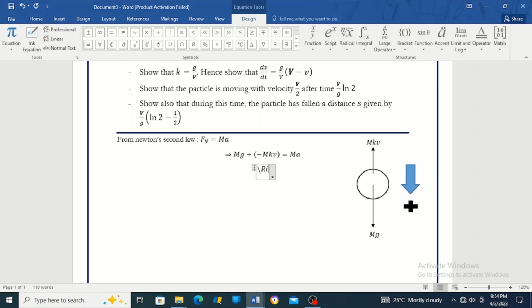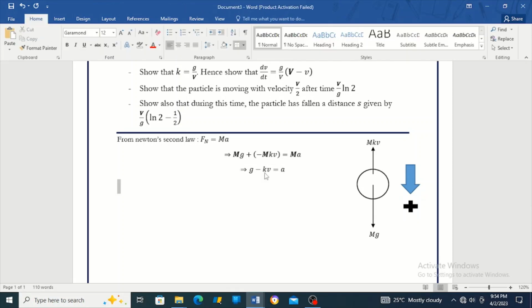Alright, so it means that our m can cancel all through, right? Because m is common in this term, m is common in this term, and m is common in this term. So m cancels and we get g minus kv equal to a.